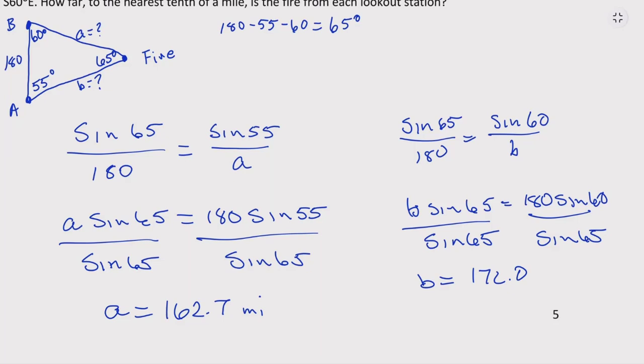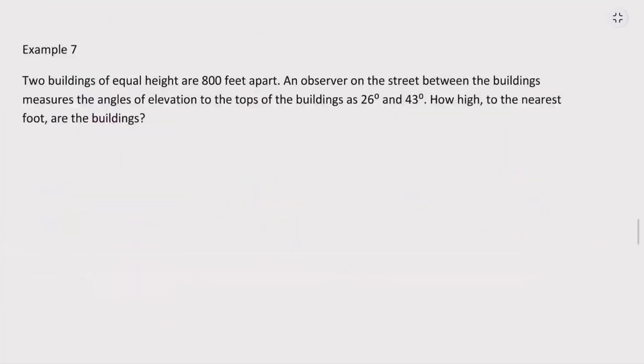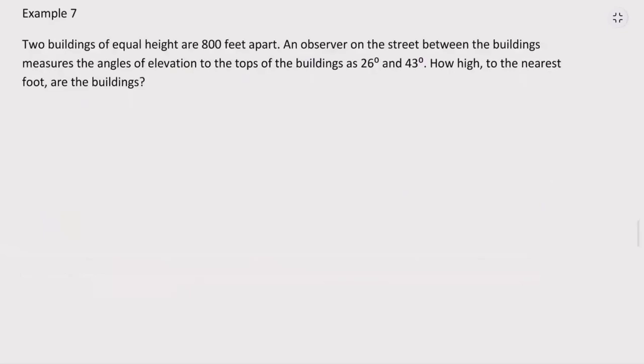All right, one more example. Two buildings of equal height are 800 feet apart. An observer on the street between the two buildings measures the angle of elevation to the tops of the buildings as 26 degrees and 43 degrees. How high to the nearest foot are the two buildings?